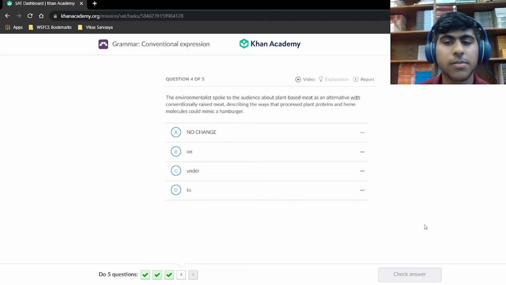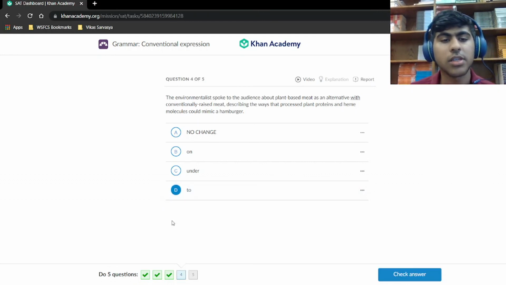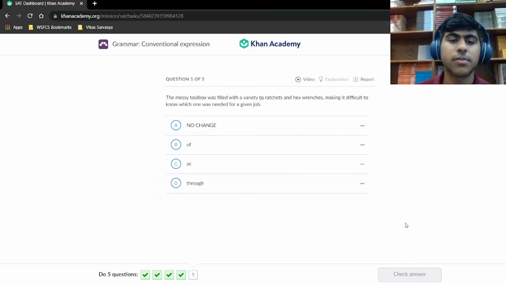We can move on. The environmentalist spoke to the audience about plant-based meat as an alternative with conventionally raised meat, describing the ways that processed plant proteins and heme molecules could mimic a hamburger. Alternative with, or alternative on, or alternative under, or alternative to. Our answer here seems to be alternative to. It's an alternative to something else. That's how we use the word alternative. So our answer here is to. And we can move on to the next question.